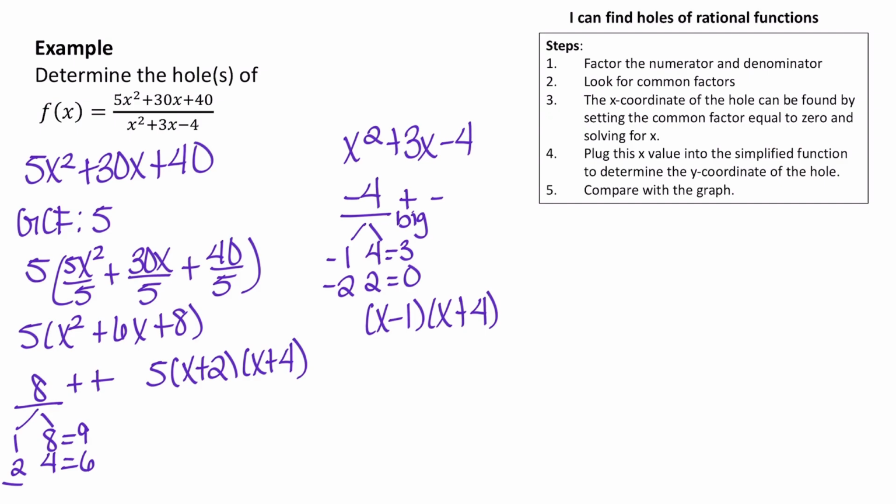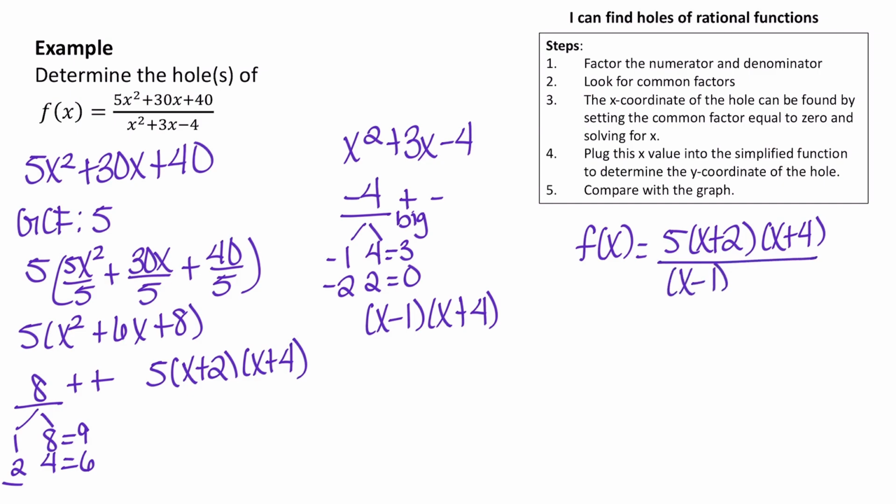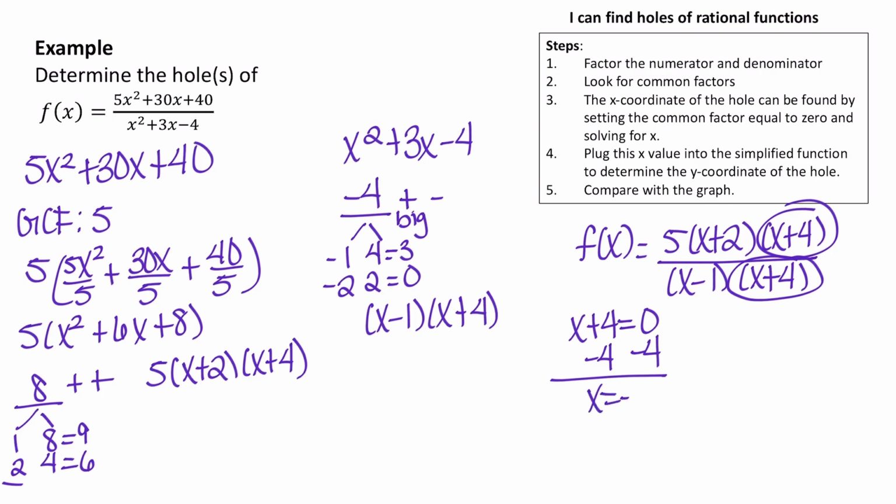So now let's go ahead and rewrite this f of x with the factored forms of the numerator and denominator. So we have 5 times (x plus 2) times (x plus 4) over (x minus 1) times (x plus 4). Notice that the common factor is here, right? This x plus 4 is the common factor. So we're going to find the hole by setting x plus 4 equal to 0 and then solving for x. So we have x equals -4.